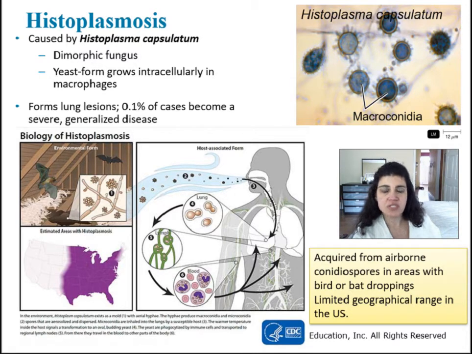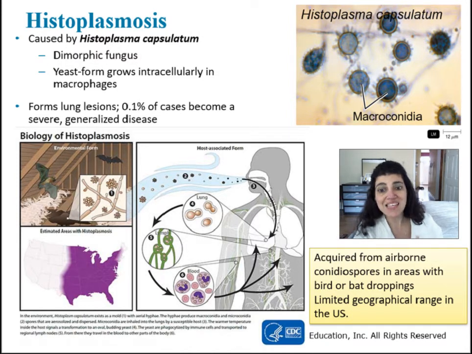So it's usually contracted from the environment, not from another person. Okay? So it's an airborne disease. All these fungal respiratory diseases are airborne. So histoplasmosis is caused by Histoplasma capsulatum, and that's a dimorphic fungus. What does that mean? It's a mold at lower temperatures, like 25 Celsius, which is room temperature, and at 37 degrees, which is body temperature, it's usually in the form of yeast.